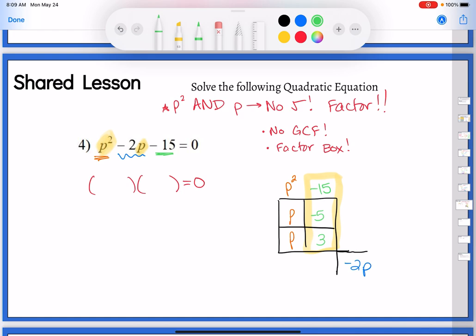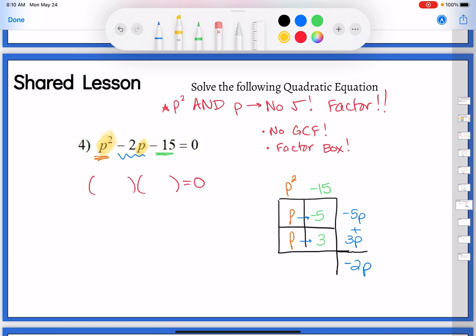So now I multiply across. I say p times negative 5 is negative 5p. P times 3 gives me 3p. And does negative 5p plus 3p equal negative 2p? Sure does. So now I have figured out my factor box.